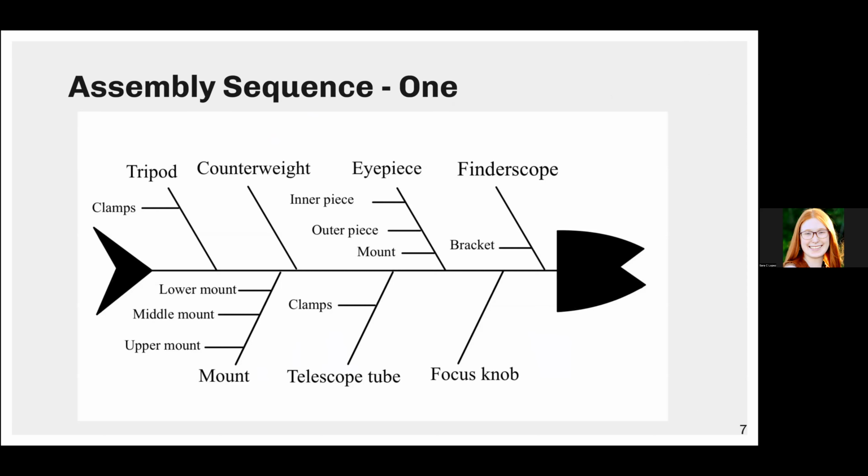We've created two different assembly sequences. The fishbone diagram seen here shows the assembly timeline from left to right. This first assembly attaches parts together from bottom to top. This allows the support structure to be built before the more delicate pieces are added at the end.